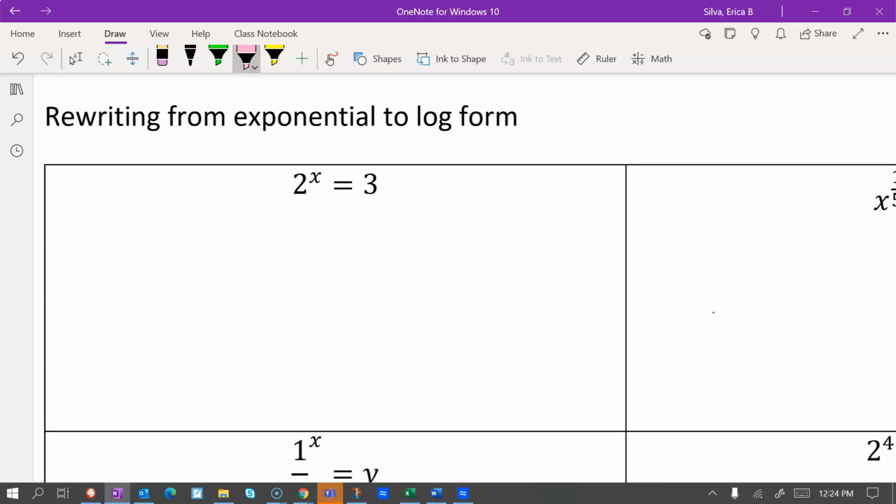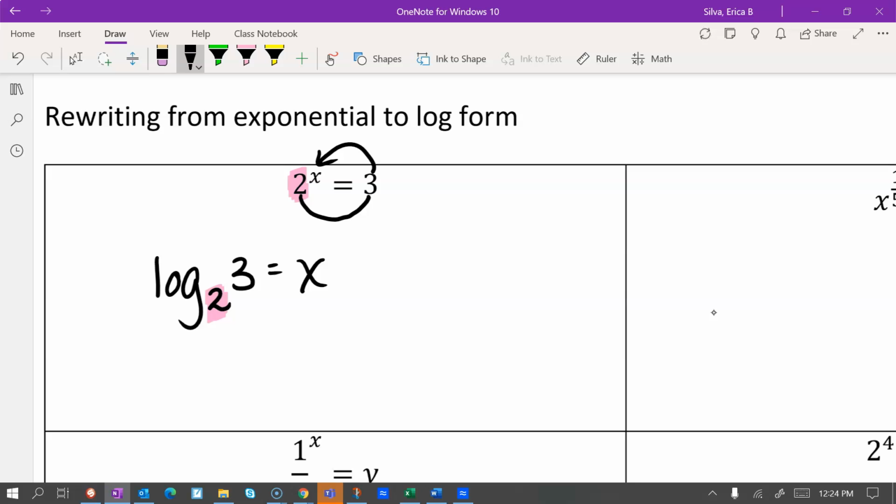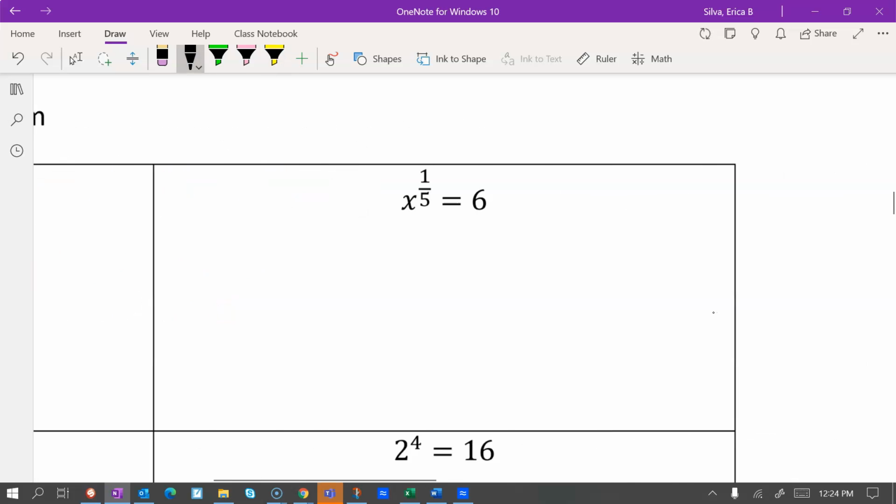Again, you want to start with your base. My base is 2. Because we're going from exponential to the log form, we have to start with the word log. And notice how my base is now this little subscript number here. And we're going to go the same direction. Now the number is going to be 3. That's the next number. And it's going to be equal to my exponent x. Let's go on to the next one.